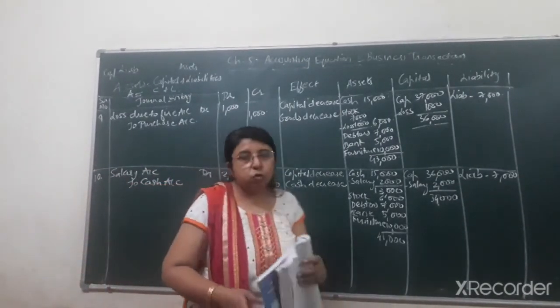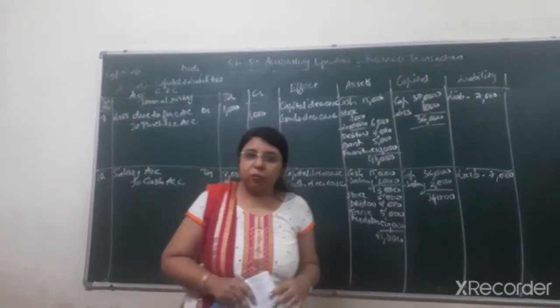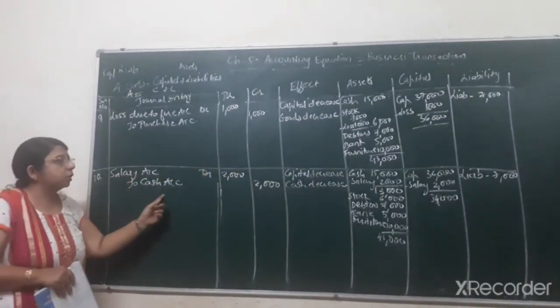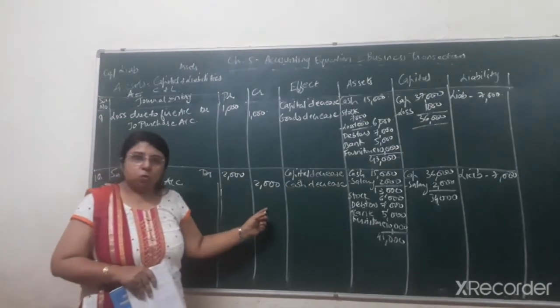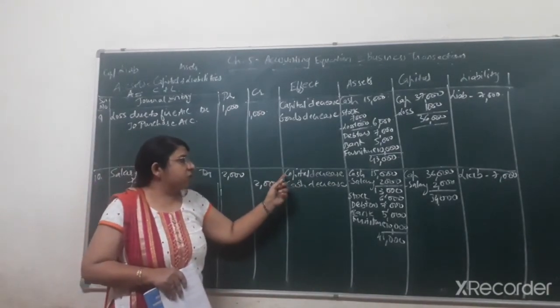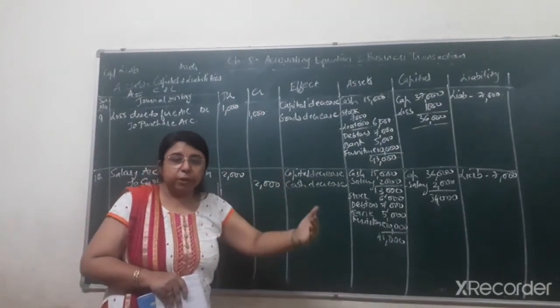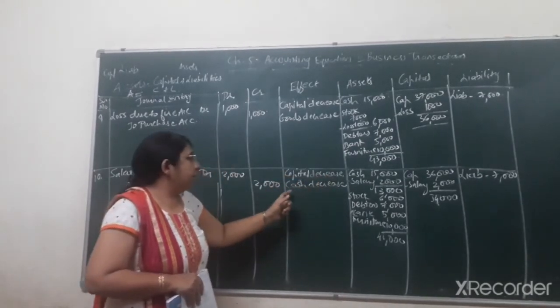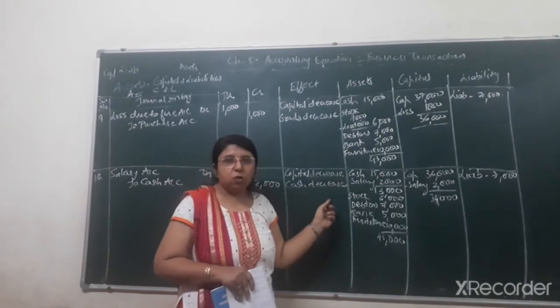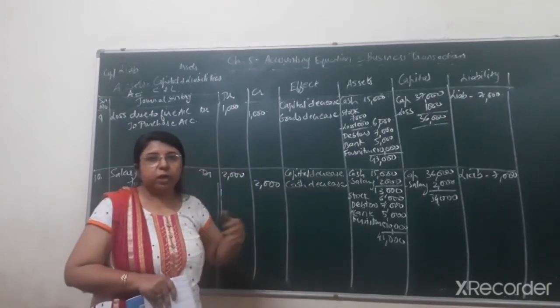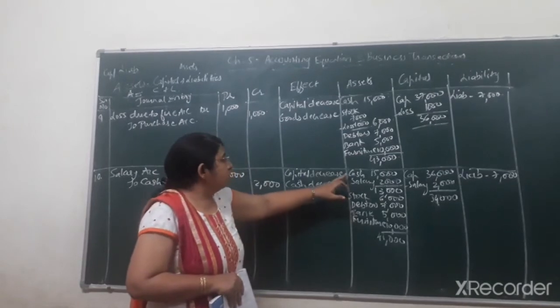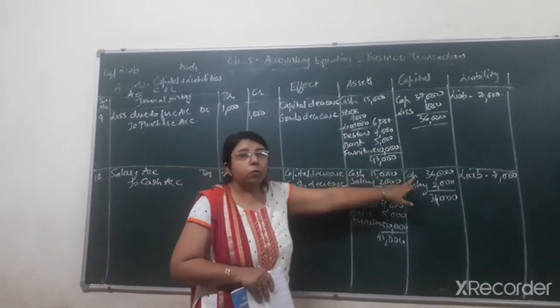Salary paid rupees 2,000. Salary is one kind of expense. So the journal entry would be salary account debit to cash account credit by rupees 2,000. Salary is one kind of expense, so that much amount of capital will be reduced due to salary payment. So capital will be decreased and cash will also decrease, because we are paying salary in cash, so that much amount of cash will go out from the firm. So one effect is on cash, and another effect is on capital.